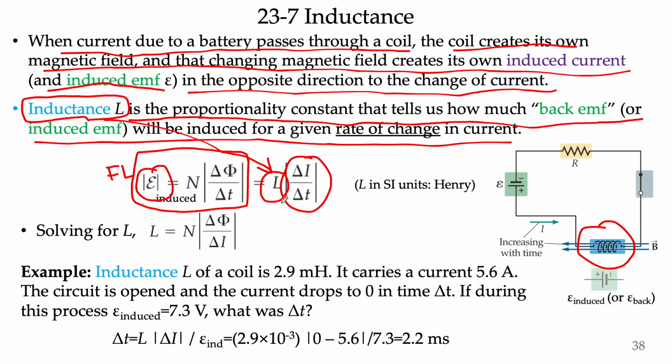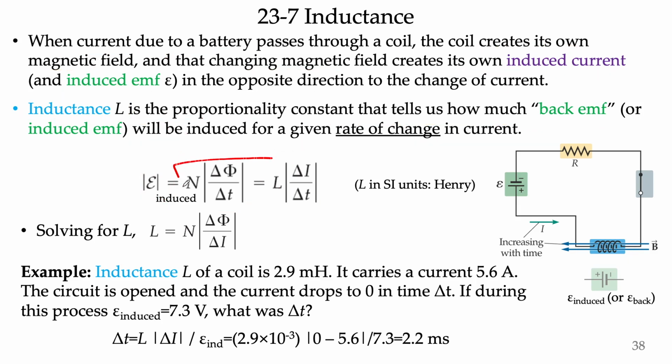And if you solve for L from this equation, let me show you. So now look at this equation. Here the delta t's cancel out. So L will be N times delta phi, which is the flux, divided by the change in current. So basically, you can solve for L from this equation.